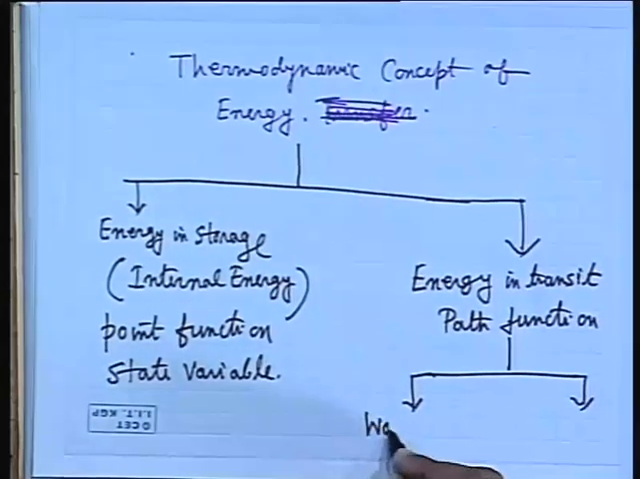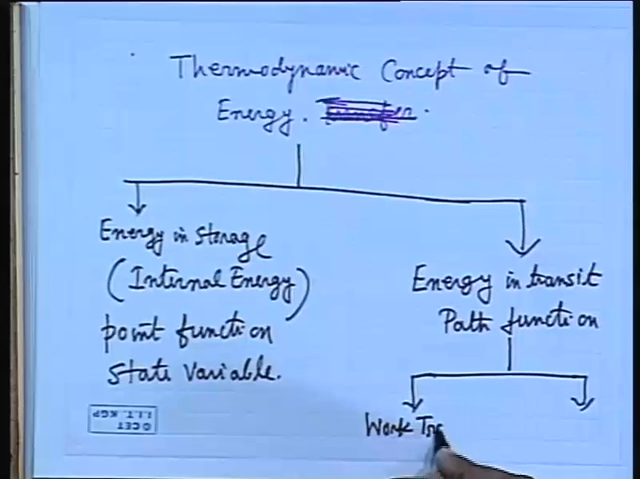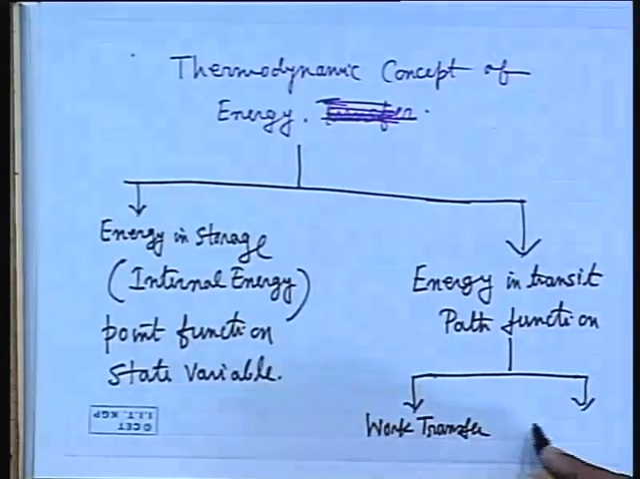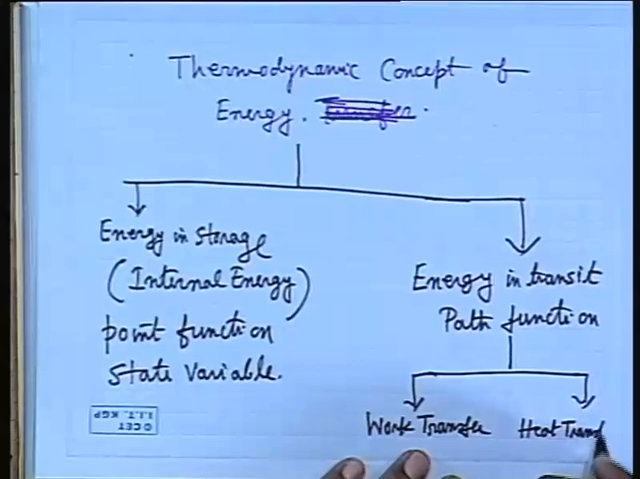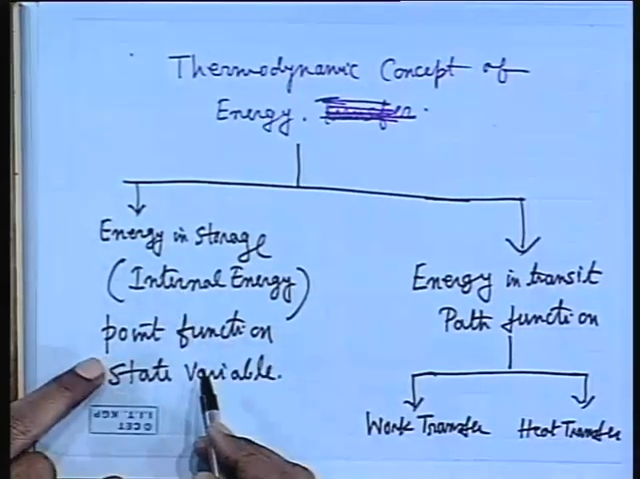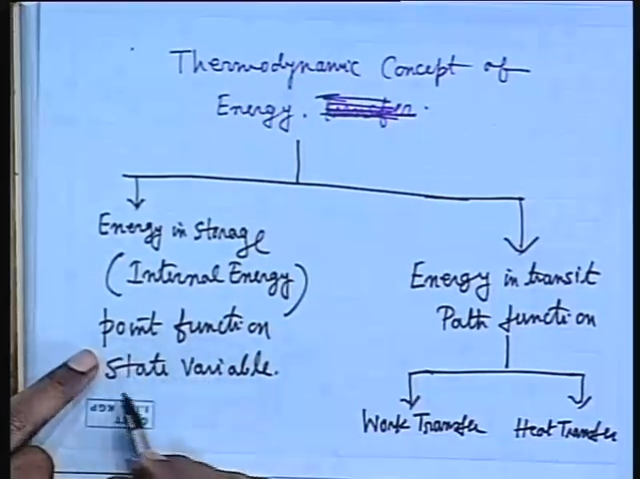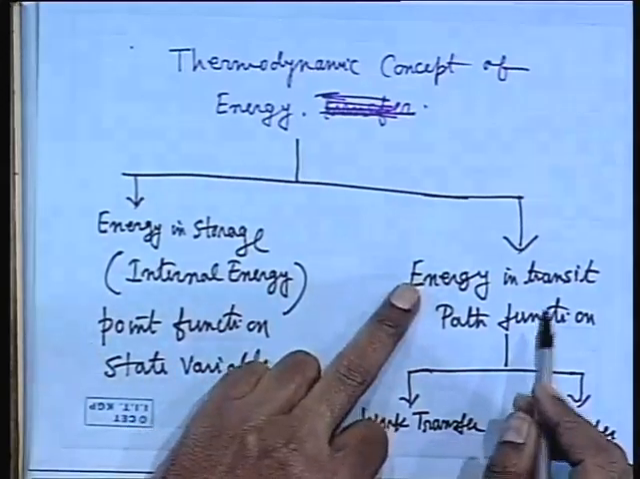One is work transfer, another is heat transfer. So I have given the examples of energy in storage: internal energy of a system, a point function and state variable. Energy in transit only comes into play when two systems, or a system and its surroundings, are interacting with each other.